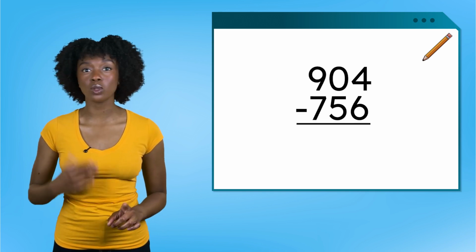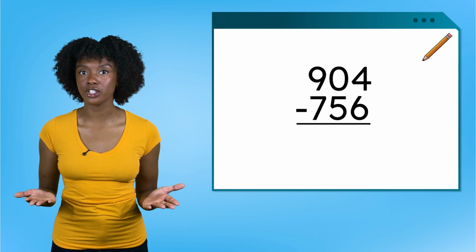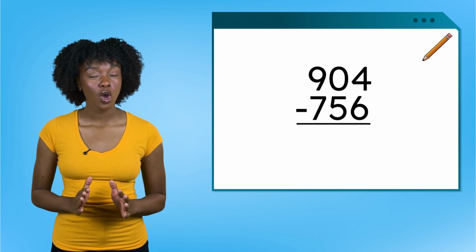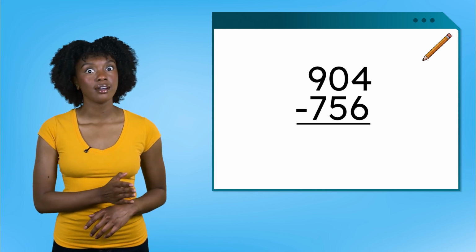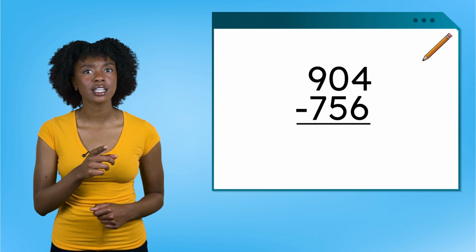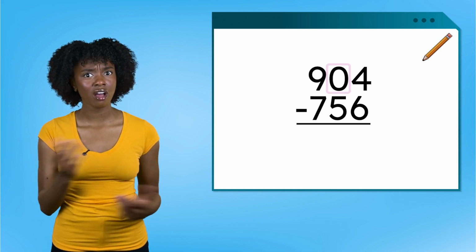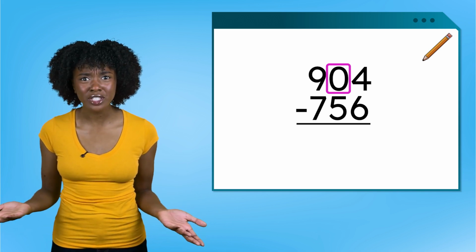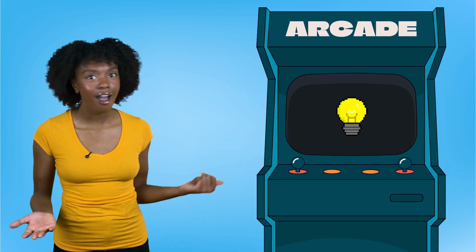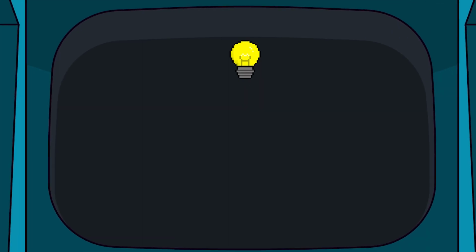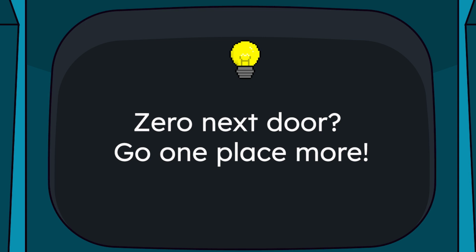What is the difference between 904 and 756? When we line up the place values and look to the ones place, we have 4 minus 6. More on the floor again. Let's go next door to get 10 more. Oh no, there aren't any 10s to break apart into ones. What do you think we should do? Look, we have a hint to help us out. What does it say? 0 next door, go 1 place more.